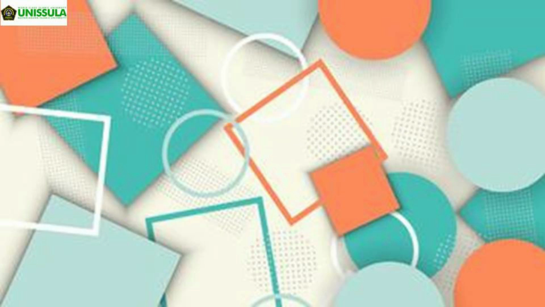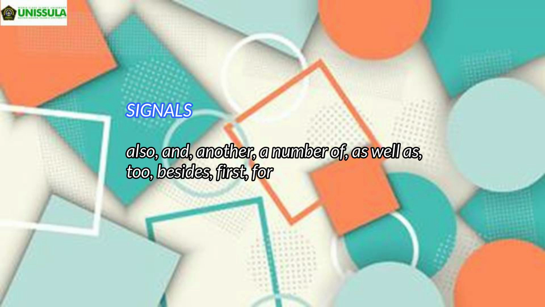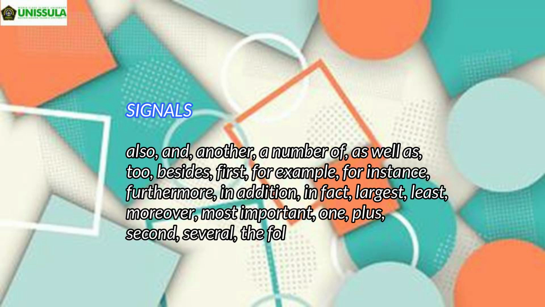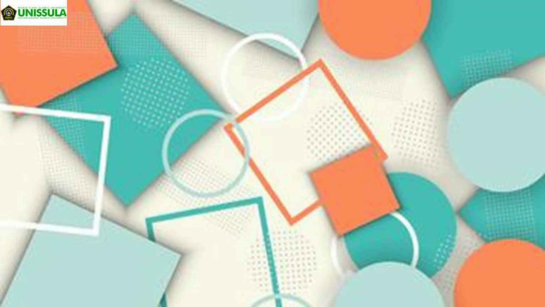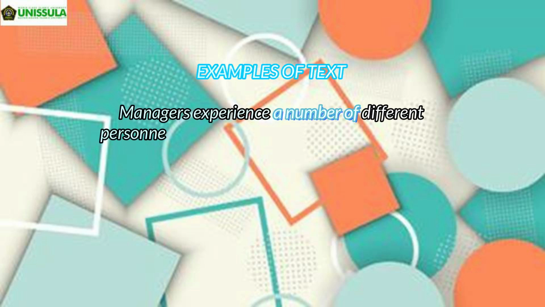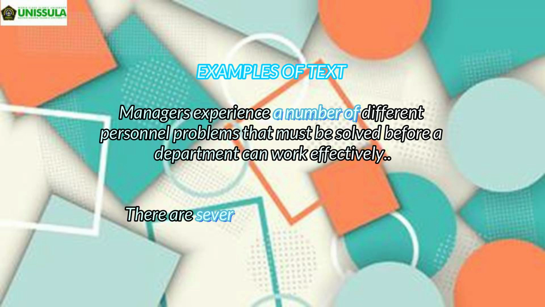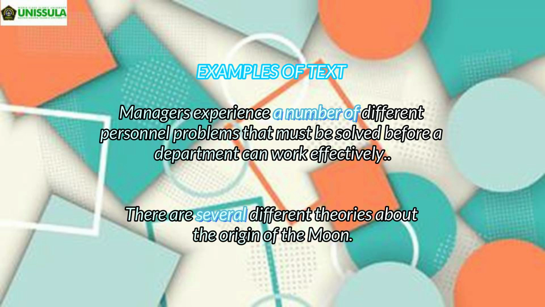The signals of this pattern of organization will be like also, and, another, a number of, as well as, to, beside, first, for example, and etc. You may read it by yourself. And then the example now. The example of a text or a paragraph which is in the list of items pattern of organization.